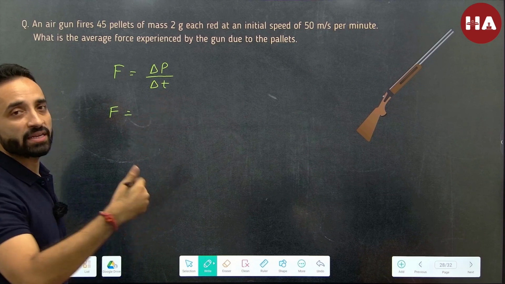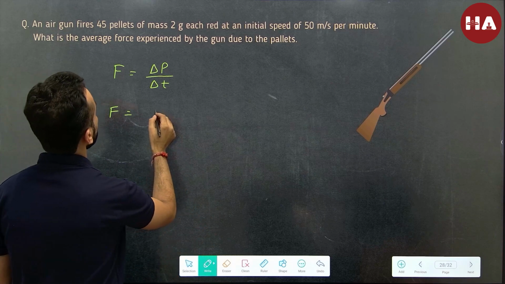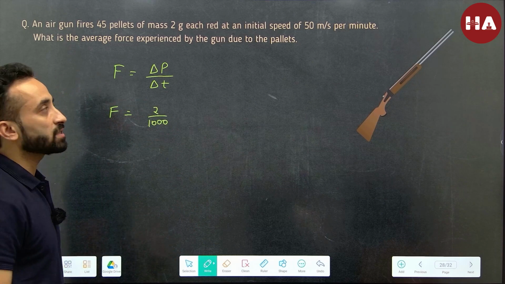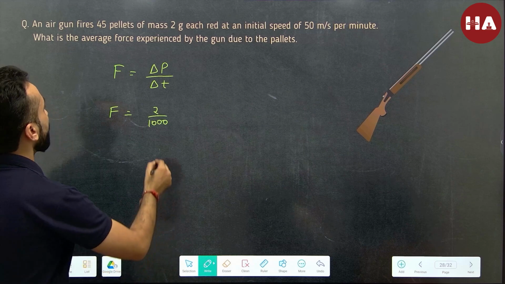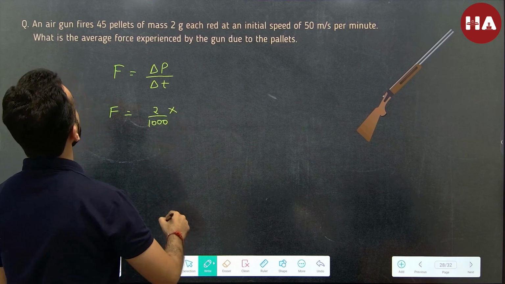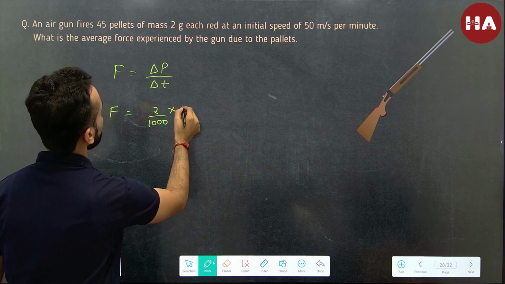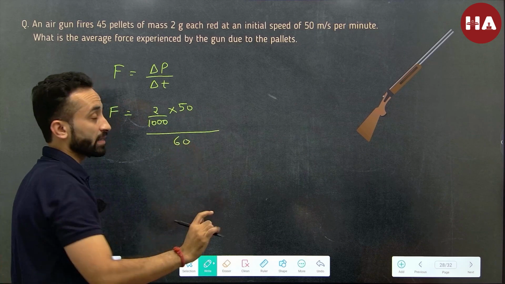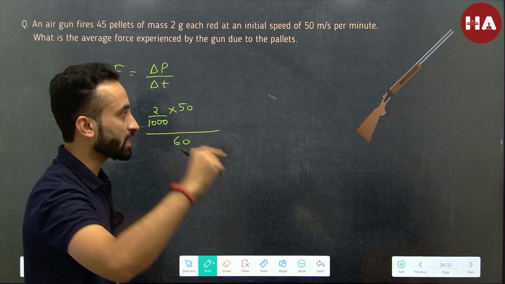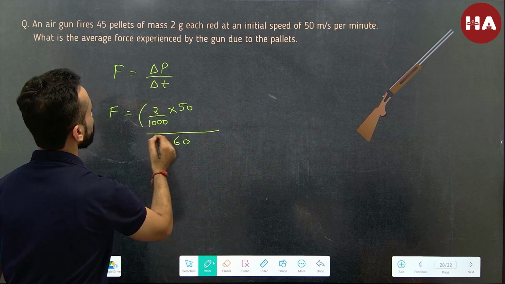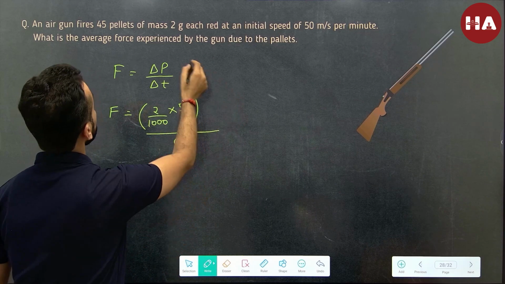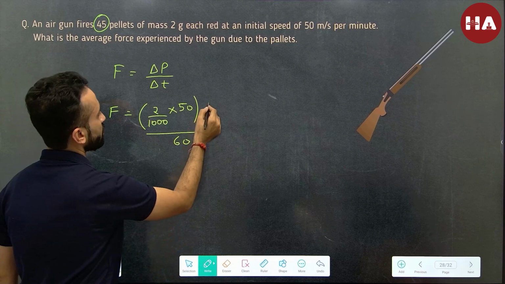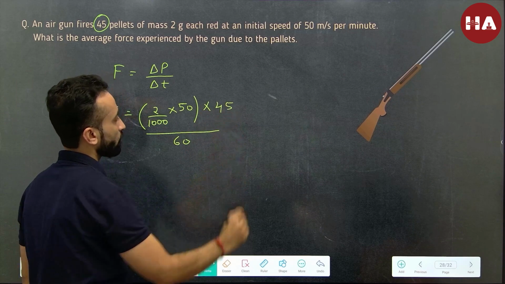So final momentum, let's calculate that. The mass of the pellet is 2 by 1000, because we are converting that to kilogram, and velocity is 50 meter per second. And the time is 1 minute, so let's convert that to seconds. But this is only for one pellet. How many pellets are being fired? 45 pellets every minute. So let's multiply that by 45.